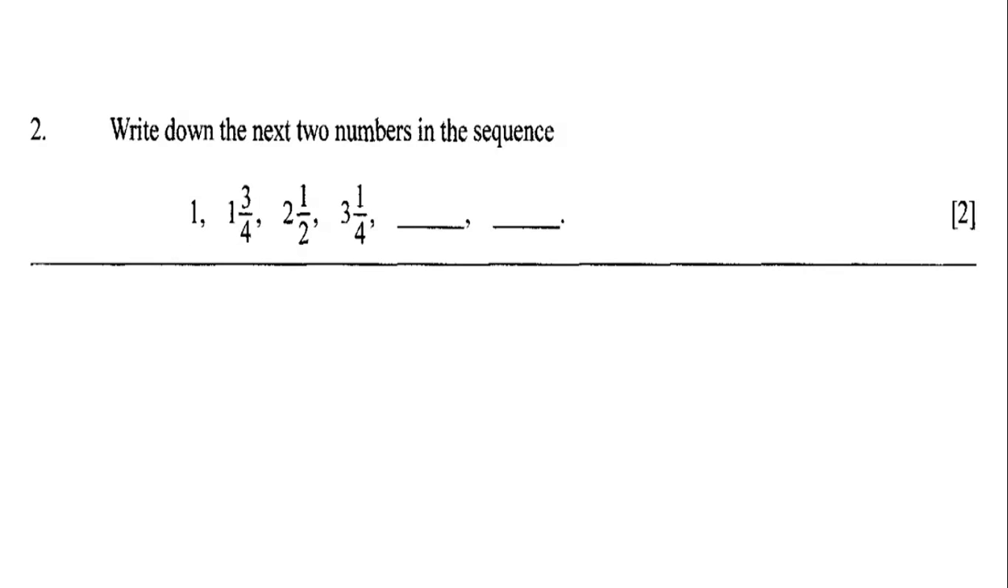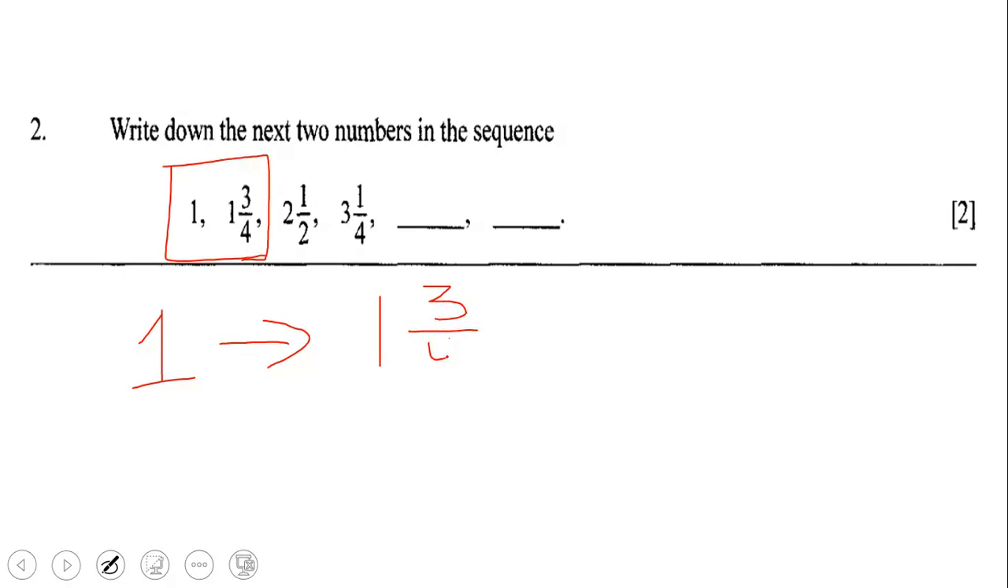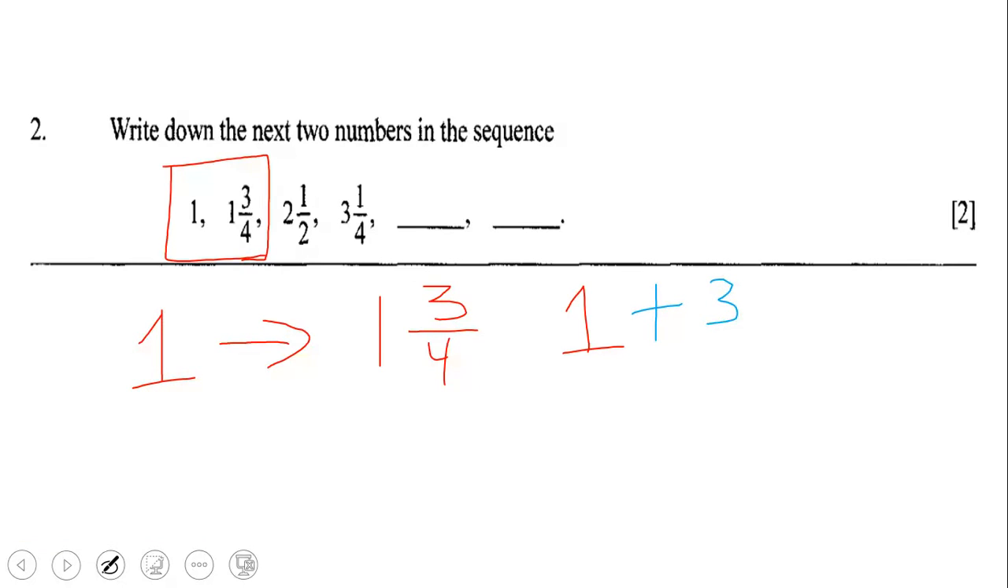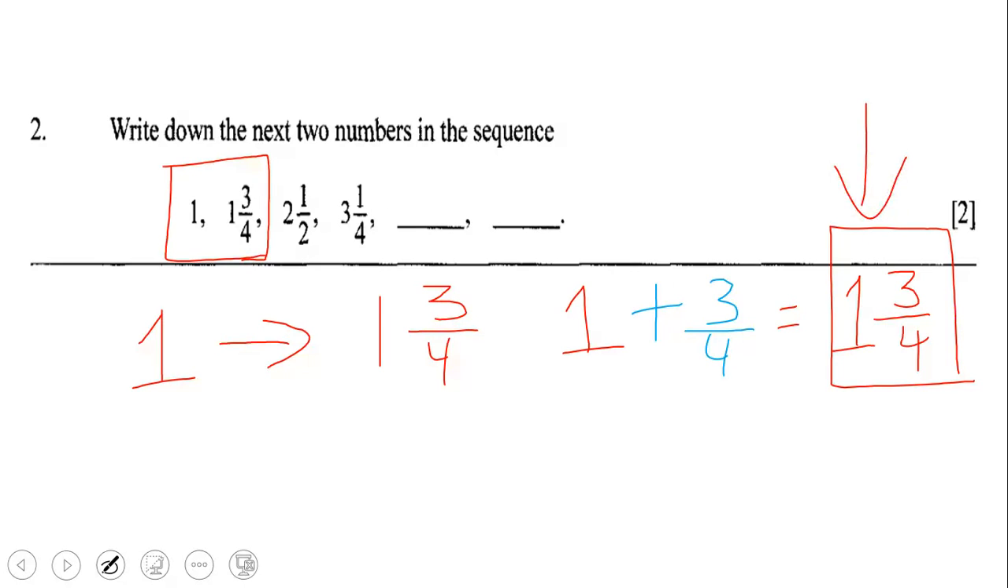Let us consider 1 and 3 over 4, and ask yourself the question, how do I move from 1 to 1 and 3 over 4? Indeed, in order to get from 1 to 1 and 3 over 4, we can add 3 over 4. So 1 plus 3 over 4 equals 1 and 3 over 4. Let's use that idea, and let's consider 1 and 3 over 4, and we're going to add 3 over 4 to 1 and 3 over 4.